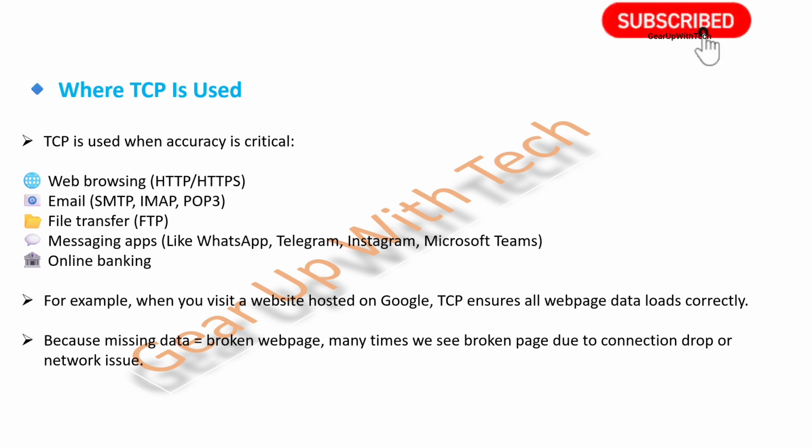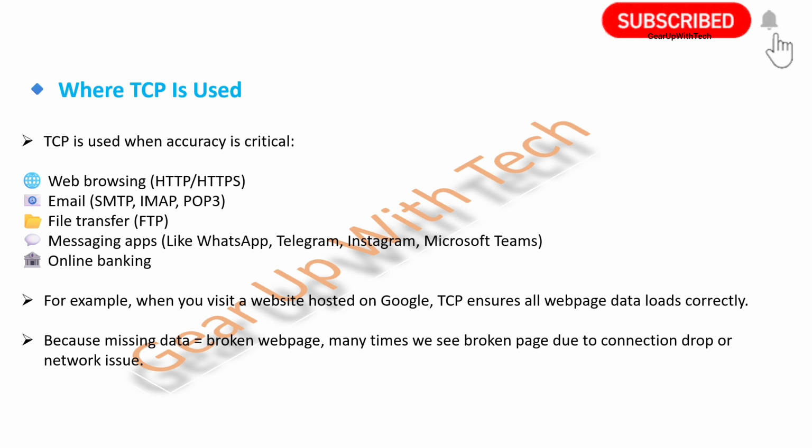Many times we will have secret data and all, and we need acknowledgement for that: whether the file is received on the receiver side in good condition or whether it is tampered. That's why we need TCP there. Messaging apps like WhatsApp, Telegram, Instagram, Microsoft Teams. In online banking also it is used.